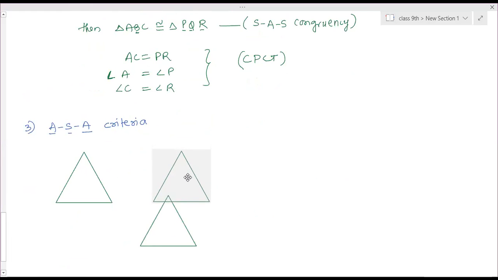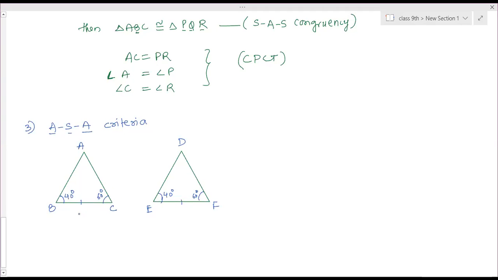Now these two are triangles. In this one, we don't know anything, but only three things we know. This angle is 40 degrees, this is also 40 degrees. This is 60 degrees, this is also 60 degrees. And in between those two angles, which side is included? This is A, B, C, and this is D, E, F. So which side is included between these two angles? BC, and here EF.